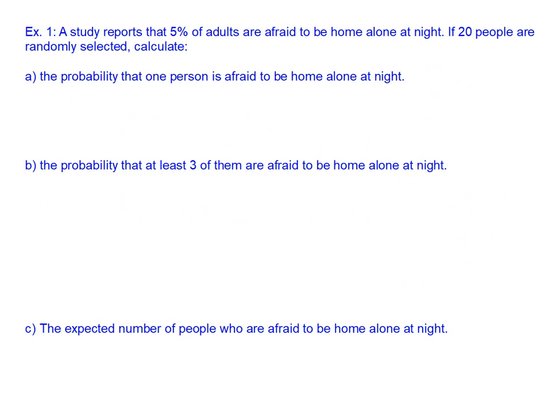So because these trials are independent, this is a situation where we're talking about a binomial distribution. So the question here asks, what's the probability that one person is afraid? Well, in this case, with a binomial distribution, we need to know what the probability of success is. A success is being afraid. That's 5%, which we can write as 0.05. So if 5% are afraid, that means that 95% must not be afraid. So the probability of failure here has to be 0.95.